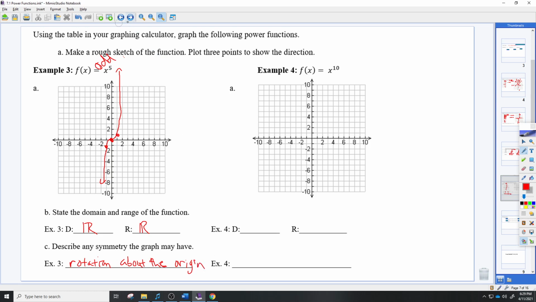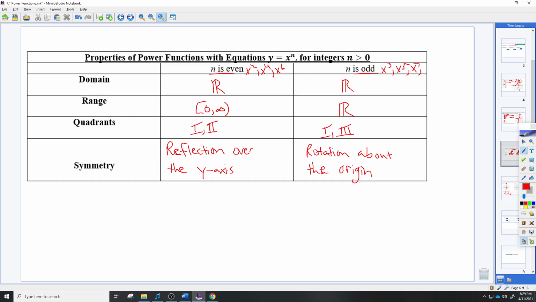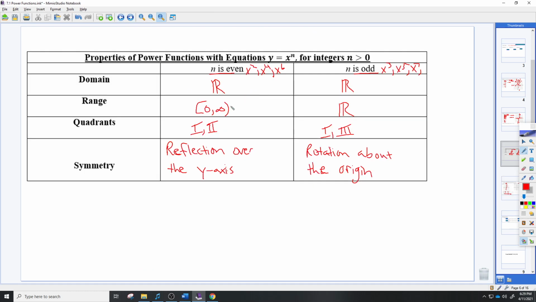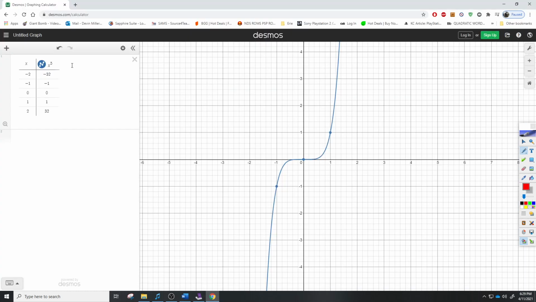Which I'm just getting from this chart. It's the same thing. All right. What do you think x to the 10th is going to look like? Well, it is even. Once you determine that, we know all of our answers over here. So let's go ahead and graph it. Let's do y equals x to the 10th.